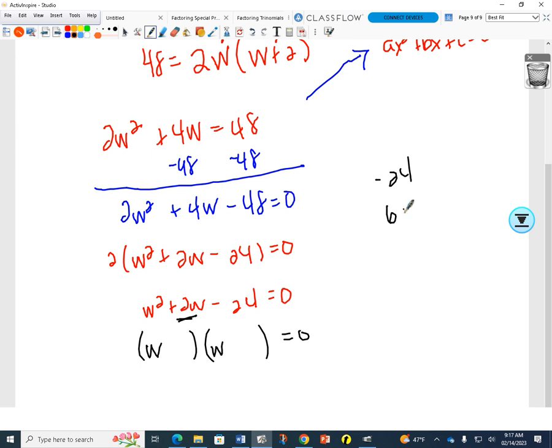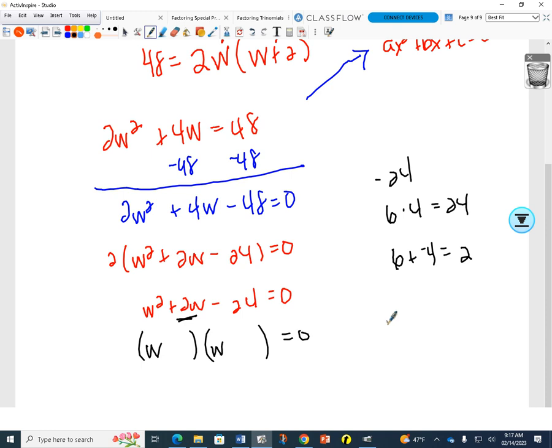But I need negative 24, so I need one of these to be negative, but then I also need the sum to be a positive 2. So I need 6 plus negative 4 to give me a positive 2. If I made 6 negative and 4 positive, then I'd have a negative 2, but my middle term is positive. Does that make sense, Caleb? Does that make sense, Isaiah? Does that make sense, Darius?